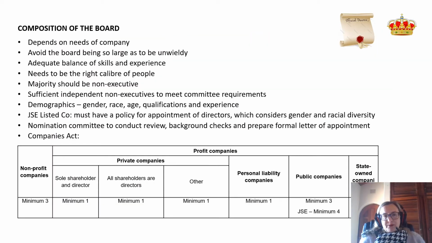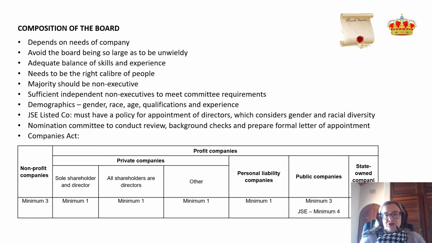Let's have a look at the composition of a board. It depends on the needs of the company as to how that board is composed. It also depends what type of company it is. If it's a non-profit company, whether it's going to be a private company, a public company, or a state-owned company, there will be legislative requirements as to the minimum number of directors. We don't want to have such a big board that it becomes so unwieldy, too many cooks in the kitchen, so to speak, around the table.